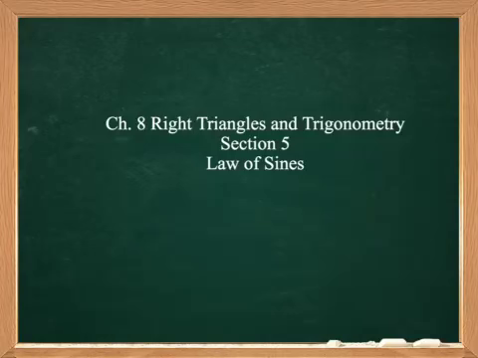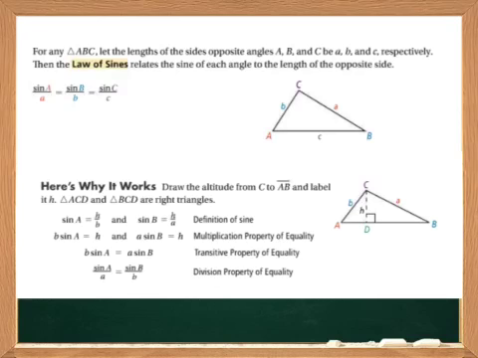Section 5 is the law of sines. For any triangle ABC, let the lengths of the sides opposite angles A, B, and C be a, b, and c respectively. So basically the side across from angle A is going to be side a. The side across from angle B is going to be side b, and so on.